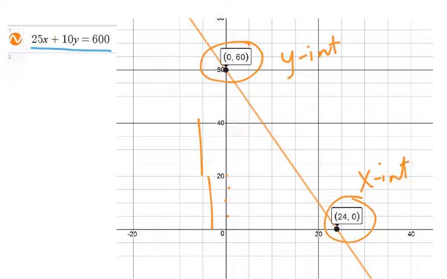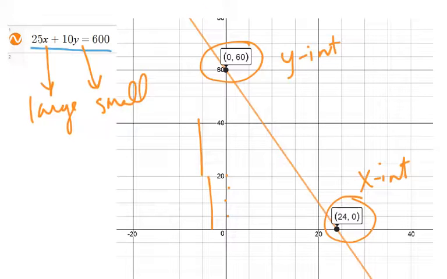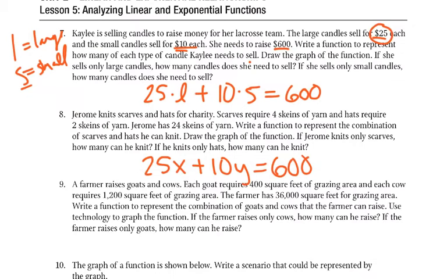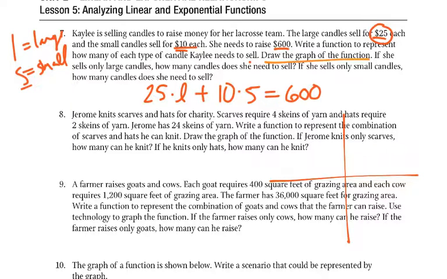Now what do these mean? Well, remember the x stood for the large candles, the y for the small. So this line is all these points here, all the different possibilities to equal $600 of how many I need to sell. So if I only sell 24 of the large, that would give me $600. If I sold 60 of the small, that would give me $600. Okay? So that x and y intercept, that's what they mean. So we could draw it that way, or we could do it like this. Here's the other way we could draw it.